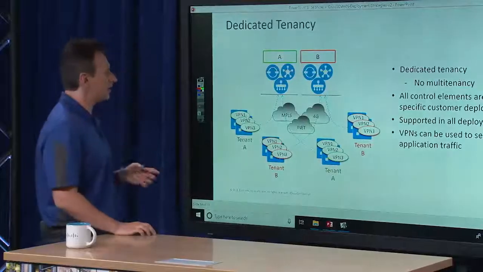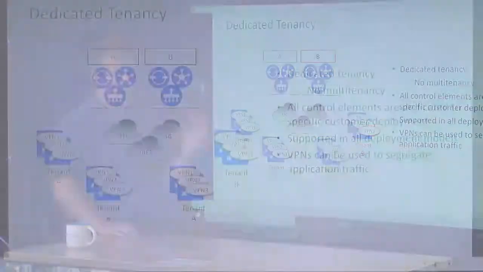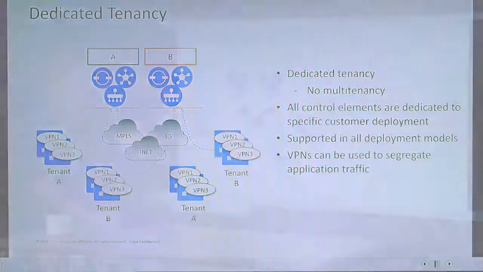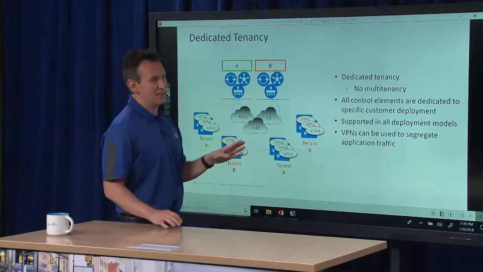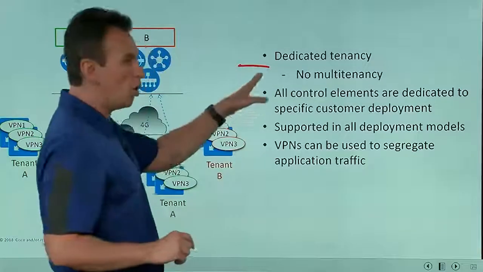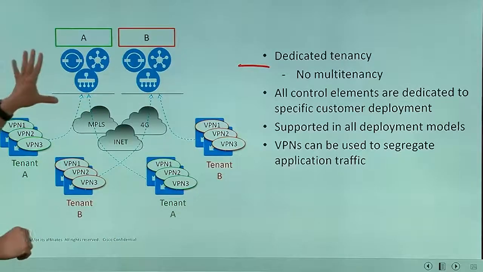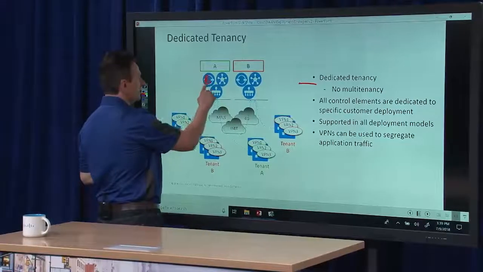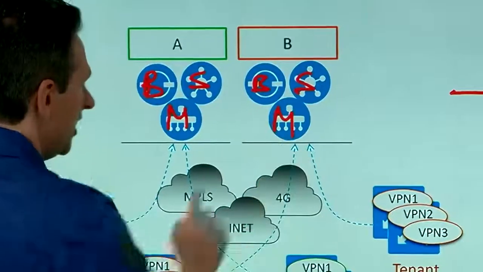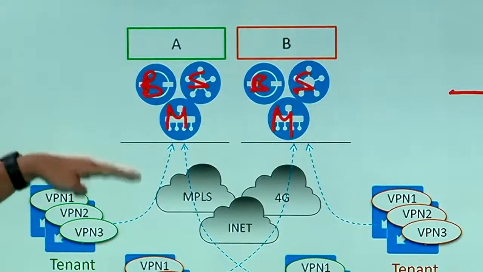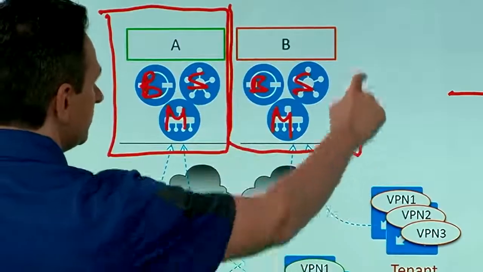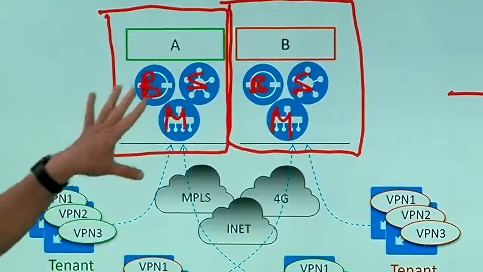So what are the three ways of looking at multi-tenancy? The first one I call dedicated tenancy, which is a clever way to say no multi-tenancy. So here are the three elements we've seen before: the vBond, the vSmart, the vManage. As you can see, they have been instantiated for every single customer. In this case, customer A, customer B. A complete set of those got instantiated.